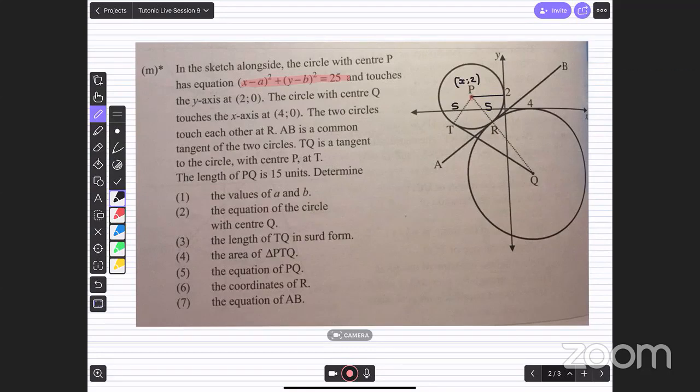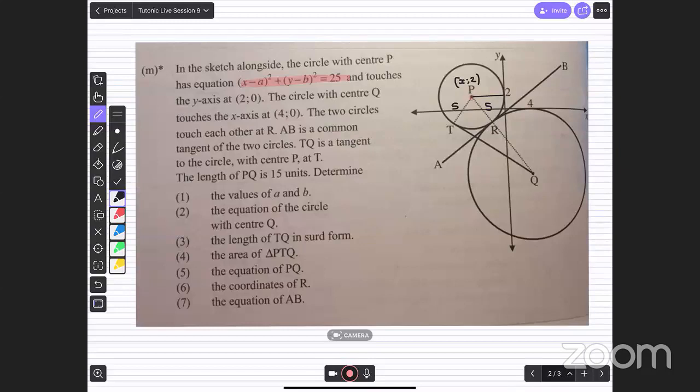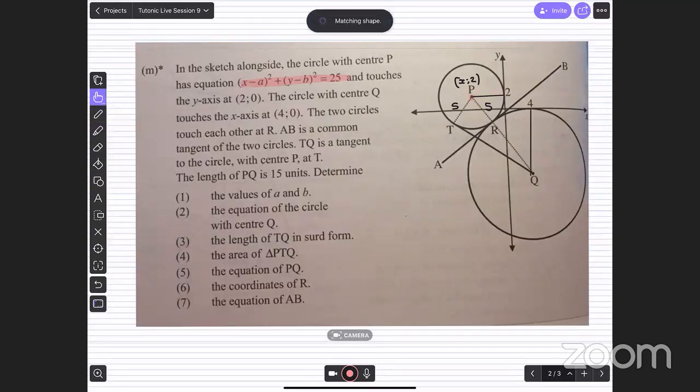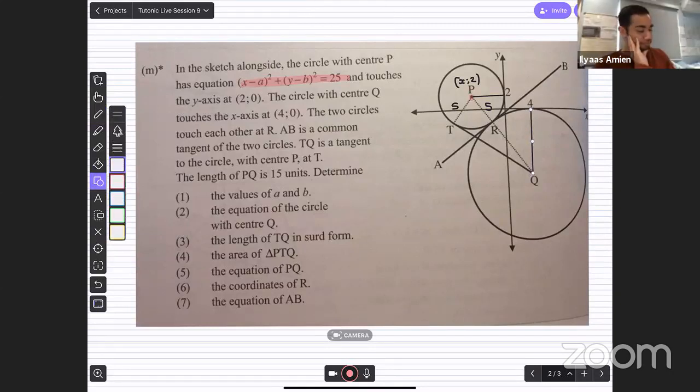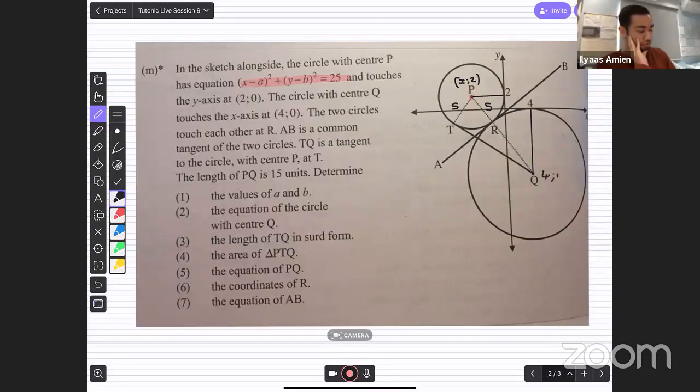The circle with center Q touches the x-axis at 4. What does that mean? Q's x value is 4, because the radius is parallel to the y-axis, so a vertical line always has the same x coordinate. So the x coordinate of Q is 4.